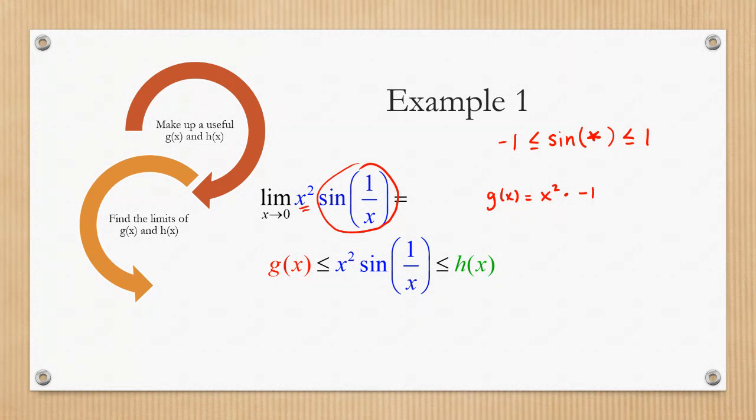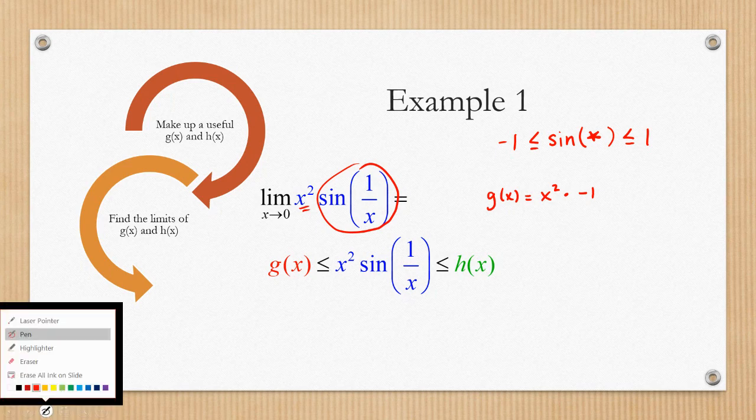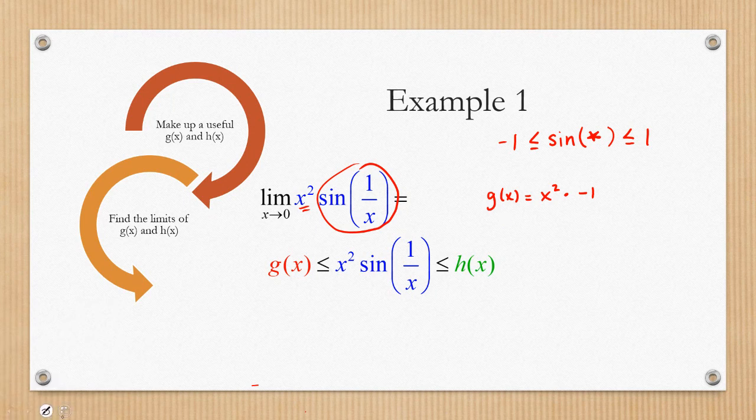Now, I know for sure that x squared times sine of 1 over x can't be any smaller than this, because sine of 1 over x can't be any smaller than negative 1. Do the same idea for the other piece of bread. I'm going to let h of x be x squared, and then instead of sine of 1 over x, I'm going to say 1. I know for sure that x squared times sine of 1 over x can't be any bigger than x squared times 1, because sine of 1 over x can't be any bigger than 1.